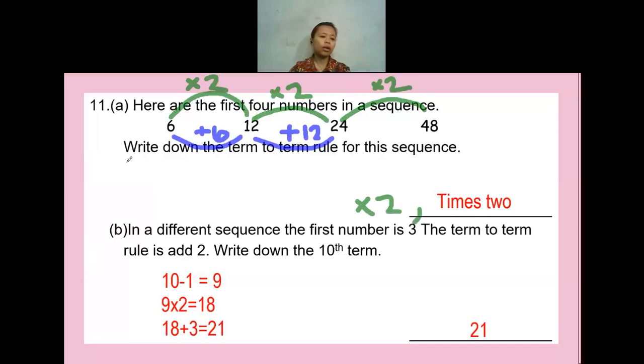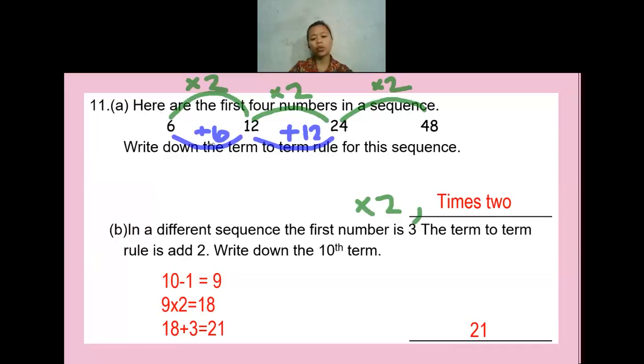So is there anyone having any question regarding question 11a? Is there anyone? No question? For sure? Okay. If you have no question, I will move to question 11b.